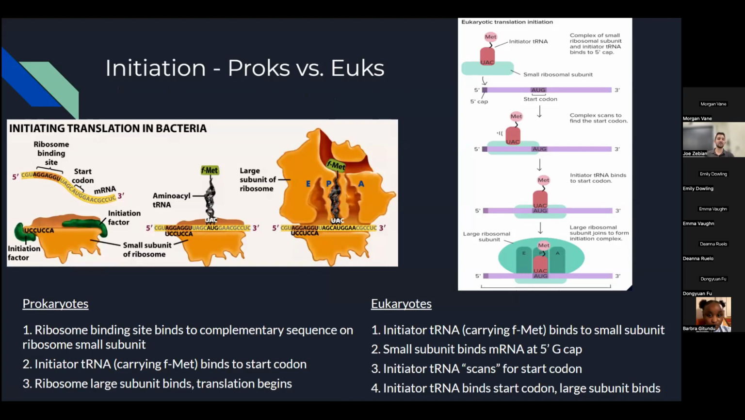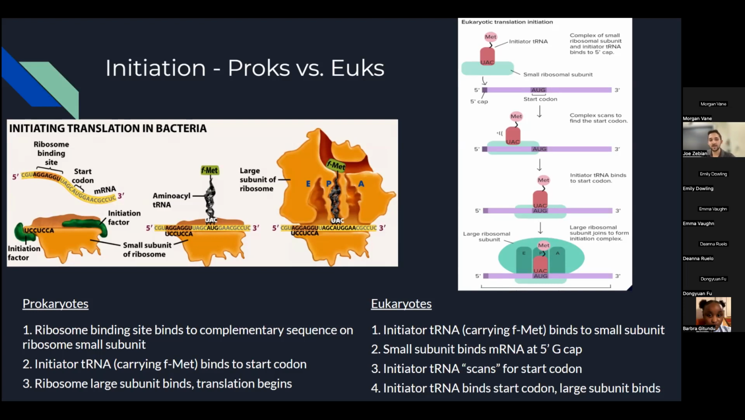There is an initiator tRNA carrying FMET, which is formal methionine. This is why the start codon is always AUG, because the initiator tRNA is always carrying formal methionine, which binds to the start codon. Once that has happened, the ribosome large subunit can bind, and then translation starts once FMET enters the P site.